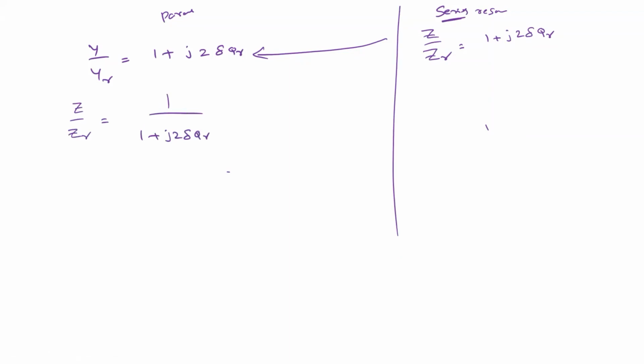So this is Z by ZR. Understood? So here, what is I by IR? I think 1 by 1 plus j2 delta QR. Is this correct? Yes, sir. Okay. So what is I by IR here? 1 plus j2 delta QR. Same formula. And once again, this is parallel resonance and this is series resonance. Understood?